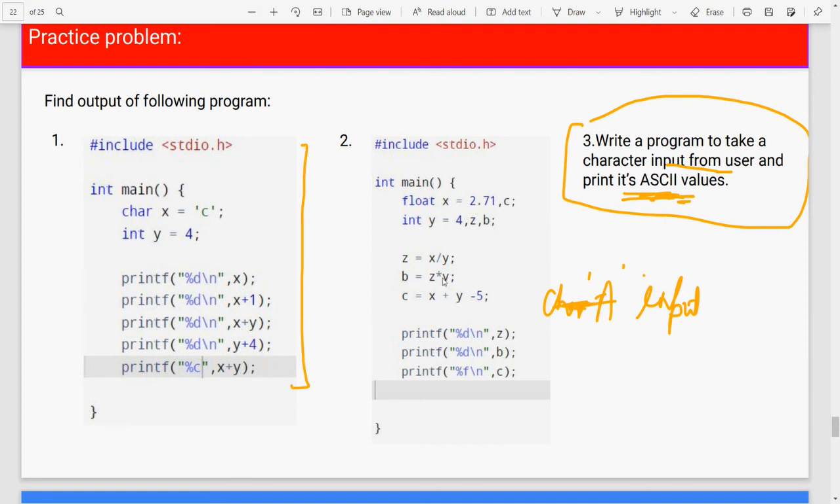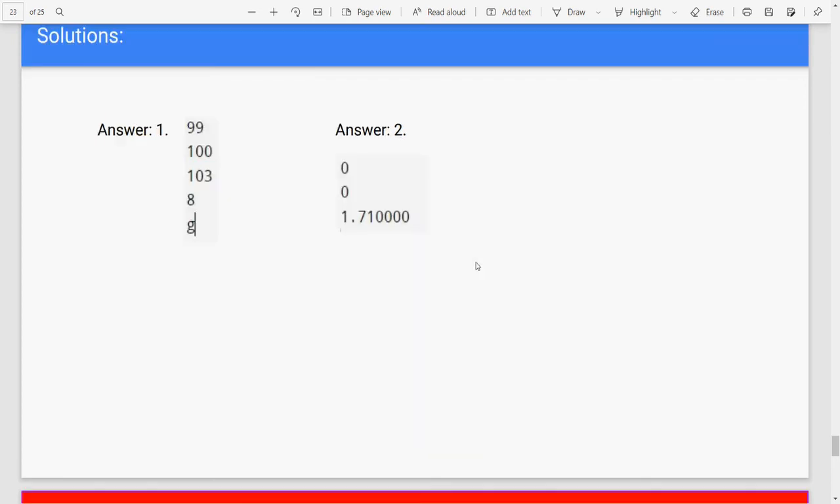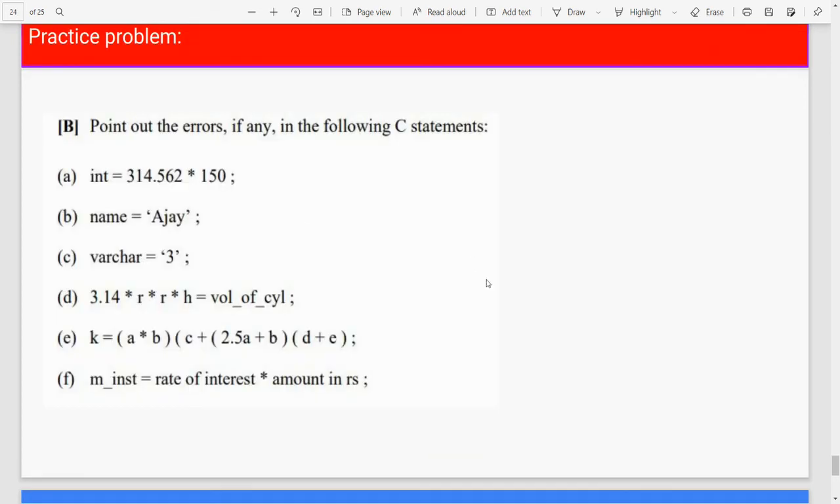Now you also understand integer manipulations, like how these things actually work. Okay, so do this thing also. There's also a practice problem. This is a fairly simple problem. You have to point out the errors in the following C statements. If there is an error, you have to point out the error.